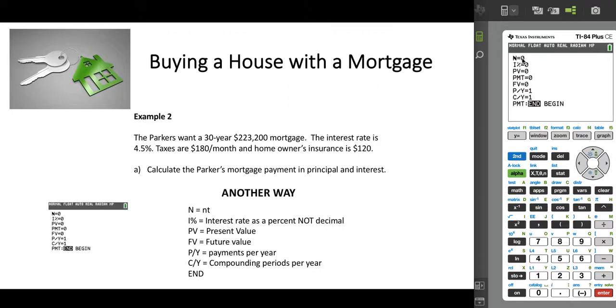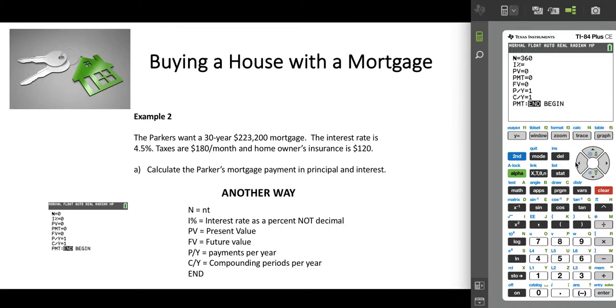So N, this N is a big N. It stands for the number of compounding periods per year times the number of years. So if you are buying a house with a mortgage, you're going to be making monthly payments. So we're going to multiply 12, those monthly payments, times the number of years you're going to be paying for that. So that's 12 times 30. When I go to the next line, 12 times 30 is going to be populated. It's going to actually do the calculations. You get 360.